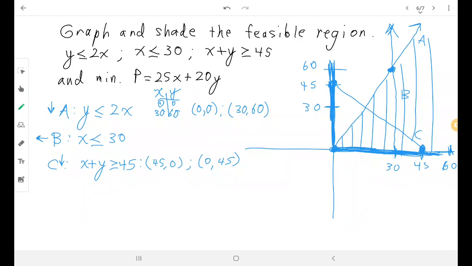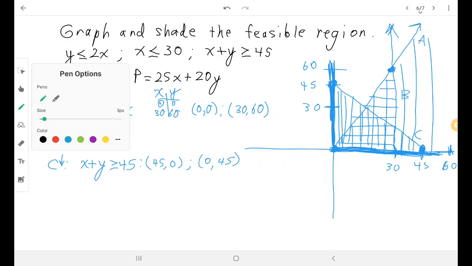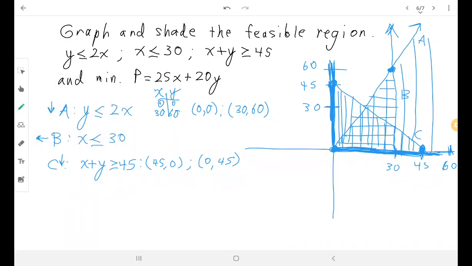Like so. B shades left. Like so. And C shades down. Like so. And our triple shaded area, I'll do in purple this time, is this area right here.